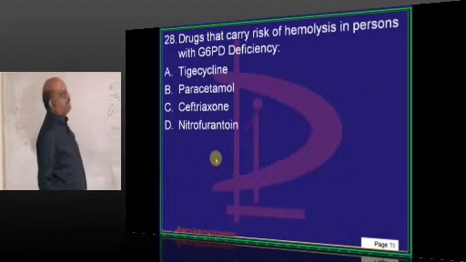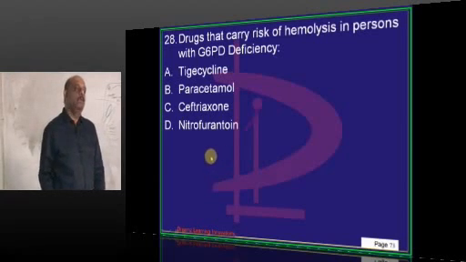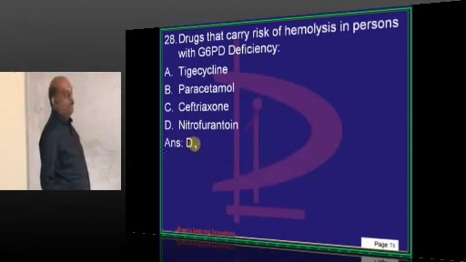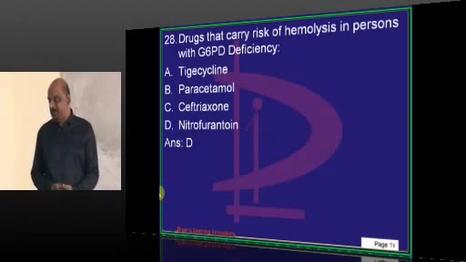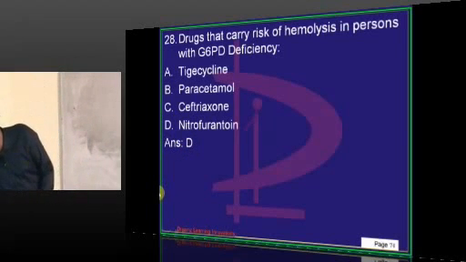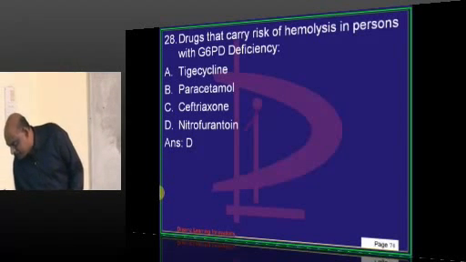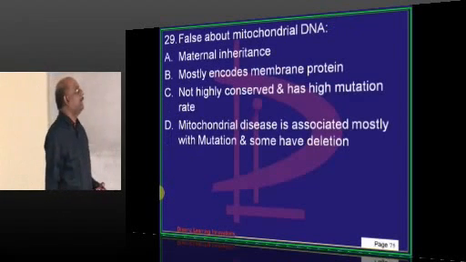Now what drug carries chance of hemolysis, just like primaquine? Even nitrofurantoin also leads to hemolysis in G6PD deficient individuals, is what we need to basically remember.